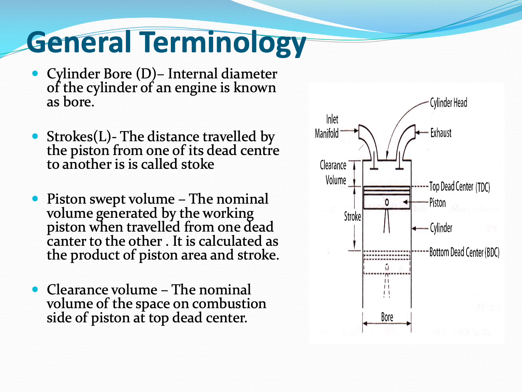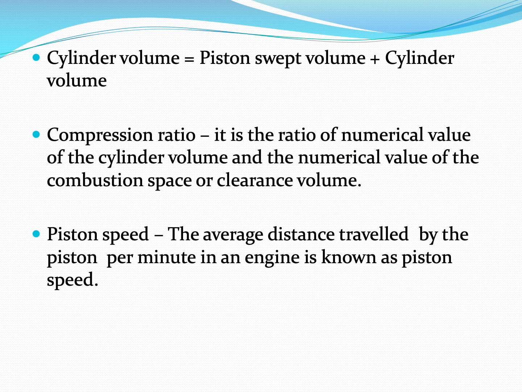Clearance volume. The nominal volume of the space on combustion side of a piston at top dead center. Total cylinder volume is equal to piston swept volume plus clearance volume. Compression ratio. It is the ratio of the numerical value of the total cylinder volume and the numerical value of the combustion space or clearance volume. Piston speed. The average distance travelled by the piston per unit time in an engine is known as piston speed.